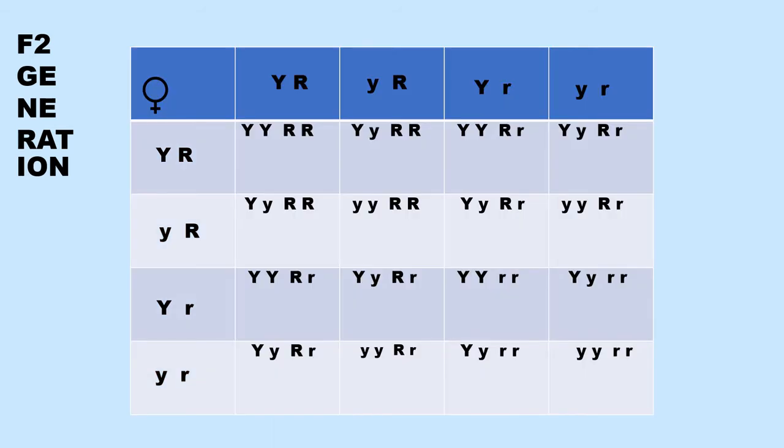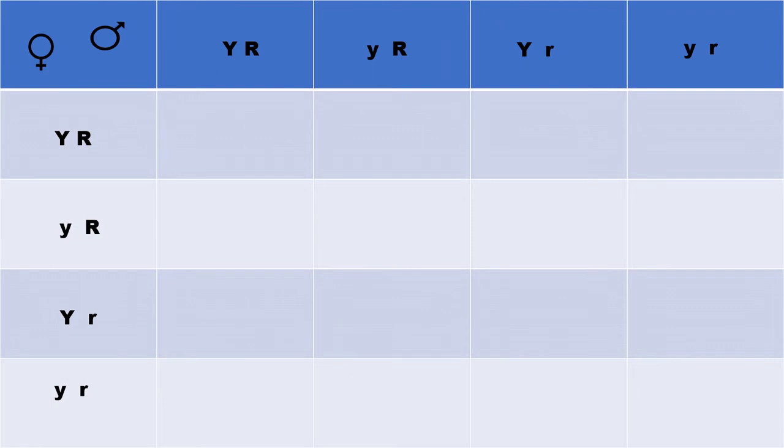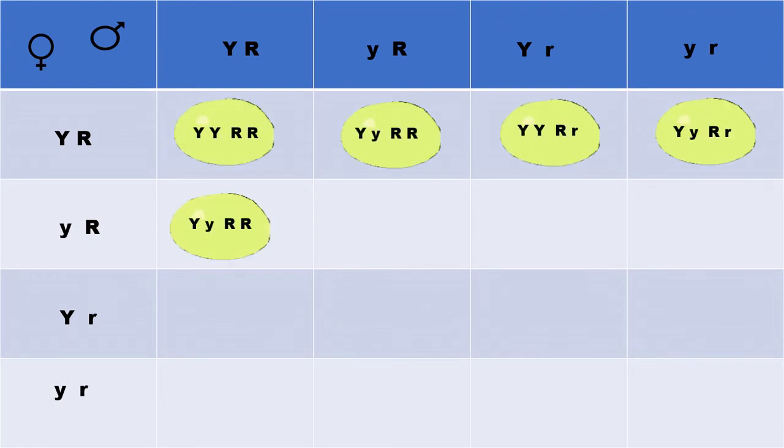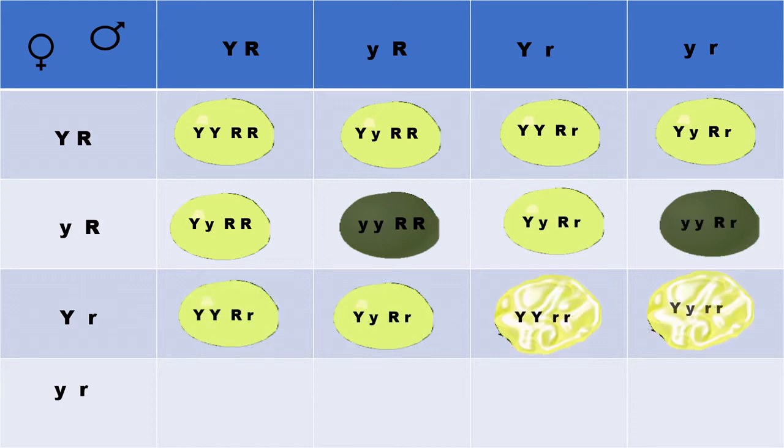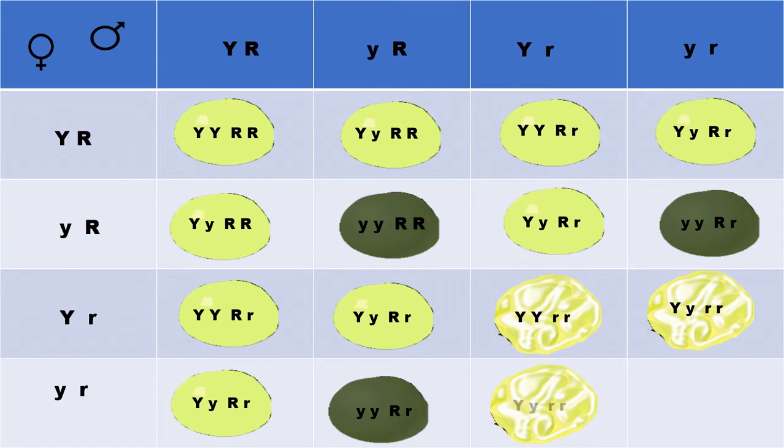When these four types of gametes combined with one another, plants that appeared in the F2 generation were like this. 9 yellow round seeded, 3 green round seeded, 3 yellow wrinkled seeded, and 1 green wrinkled seeded plants. Hence, phenotypic ratio in the F2 generation of dihybrid cross is 9 is to 3 is to 3 is to 1.